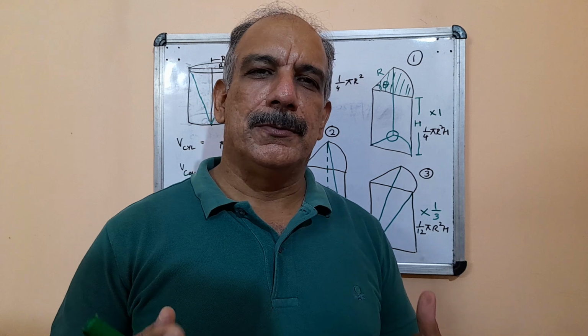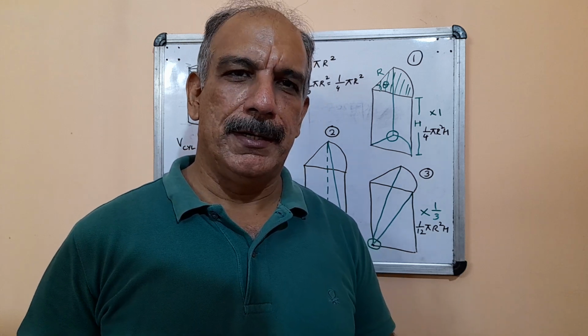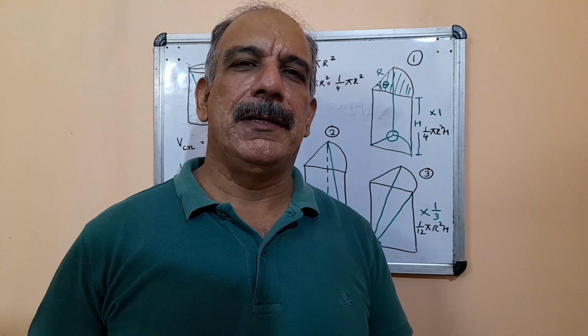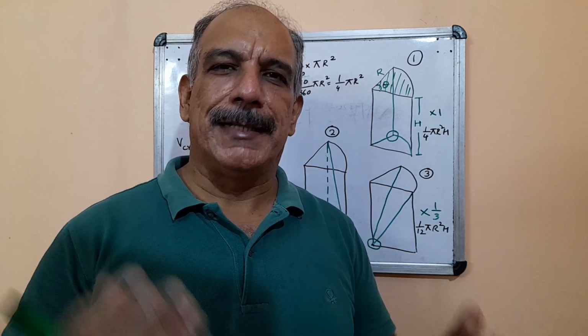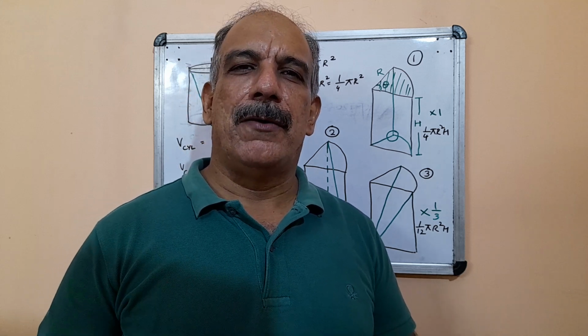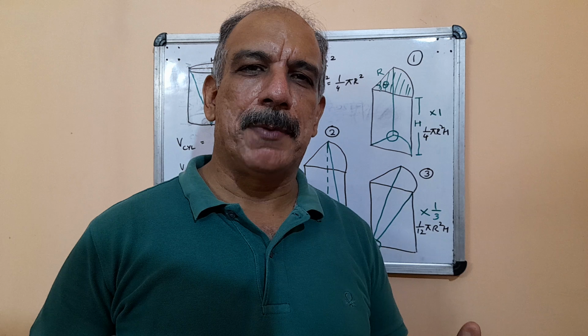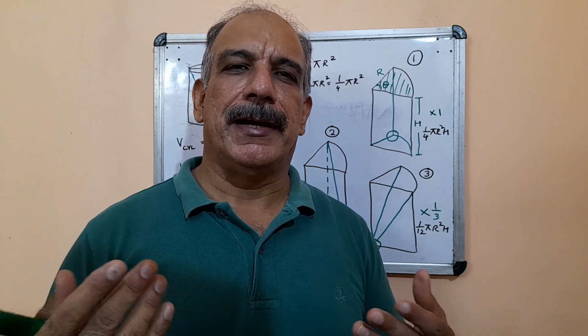Today, we are going to discuss something about the volume of a cone. Many of the students have asked me in the past that the volume of a cylinder is pi r square by h, the volume of a sphere is 4 by 3 pi r cube, and the volume of a cone is 1 by 3 pi r square h.